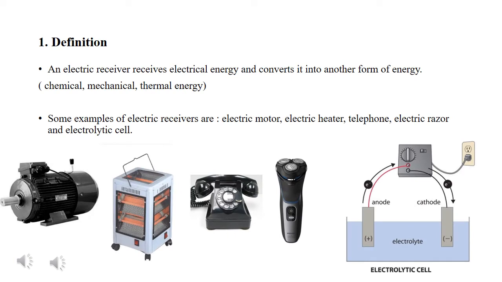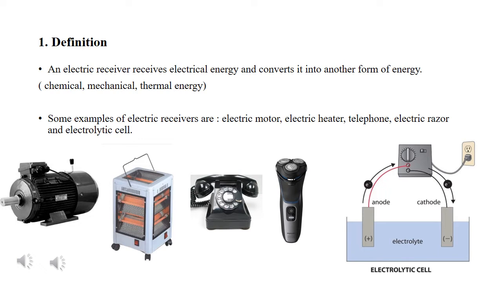In the previous chapter, we saw the electric generators, and we said that these are electric components that convert the chemical energy into electrical energy. They supply the circuit with current. What about electric receivers?